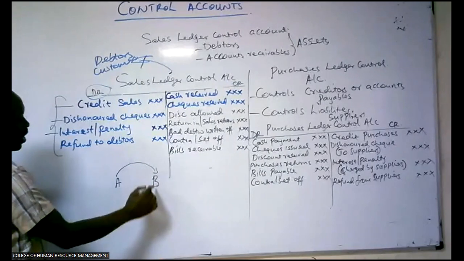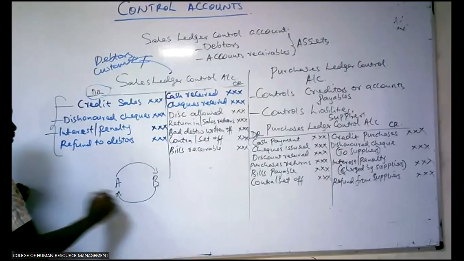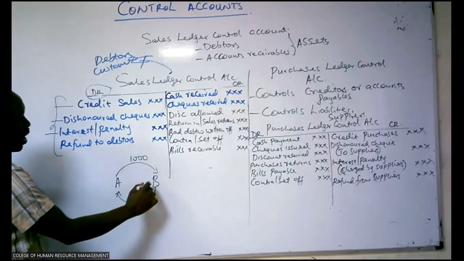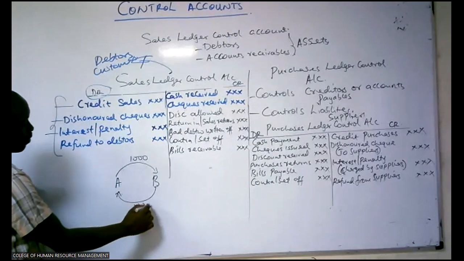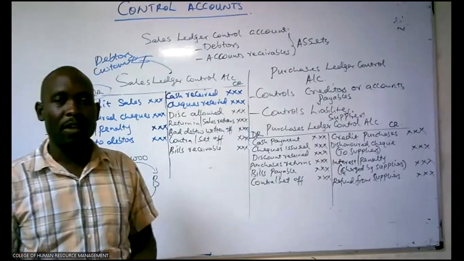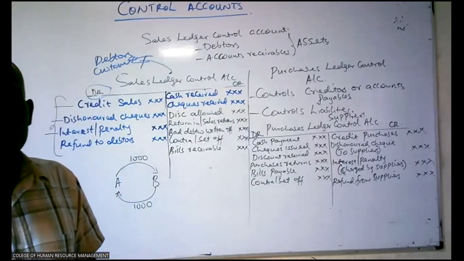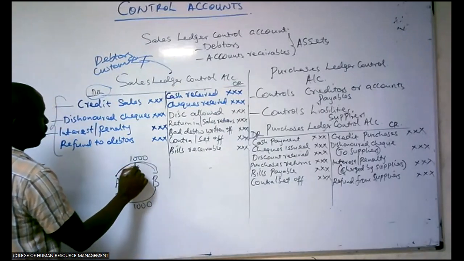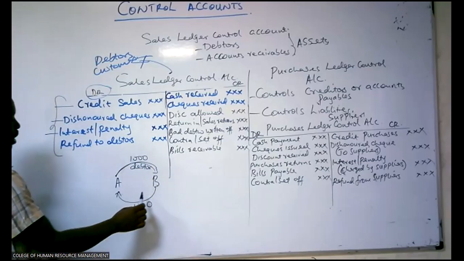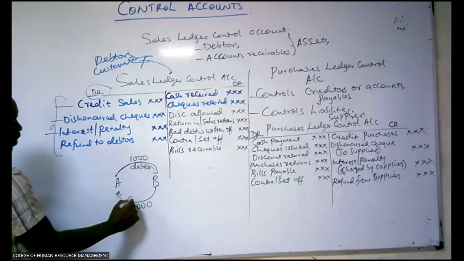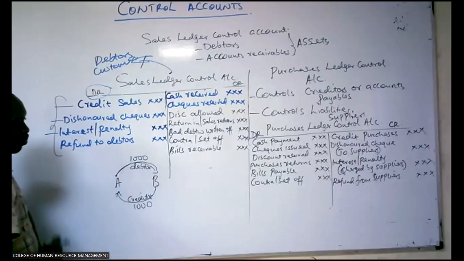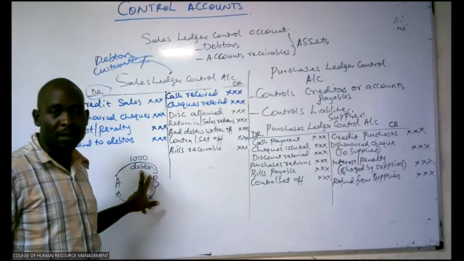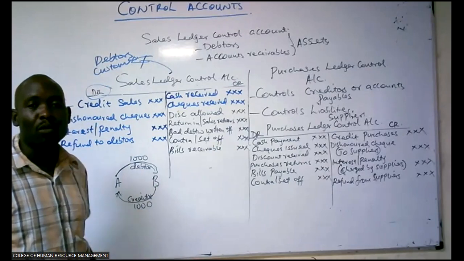A supplies B and B supplies A. If A supplied goods worth 1,000 to B and B supplied goods to A worth 1,000, then the two amounts cancel out. There is no business that owes the other. So it reduces. Remember, when you sell goods to B, B is your debtor. But when you buy goods from B, B is your creditor because you need to pay the person. So when it is a contra, it reduces the debtor's amount and reduces the creditor's amount at the same time.